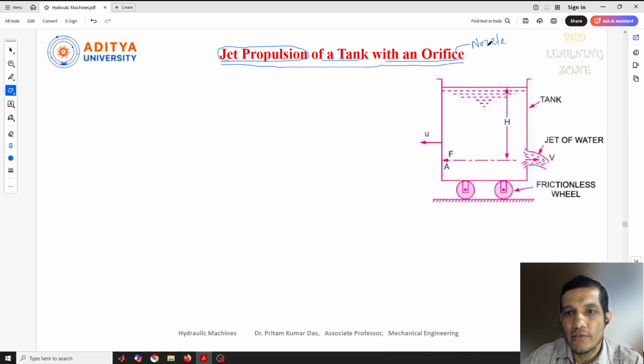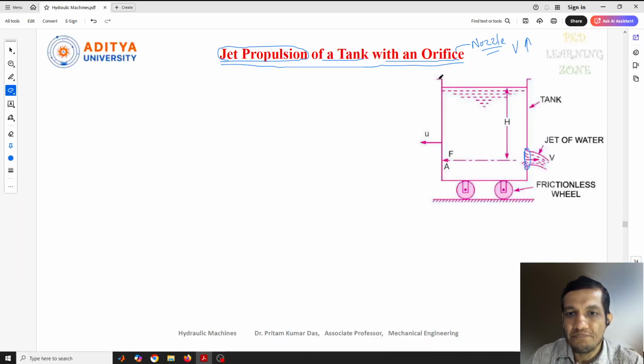So why is the nozzle used? We know that a nozzle is used to increase the velocity. So in place of a nozzle, here an orifice is fitted at the exit of this tank. For this concept, I have taken a diagram from the book.